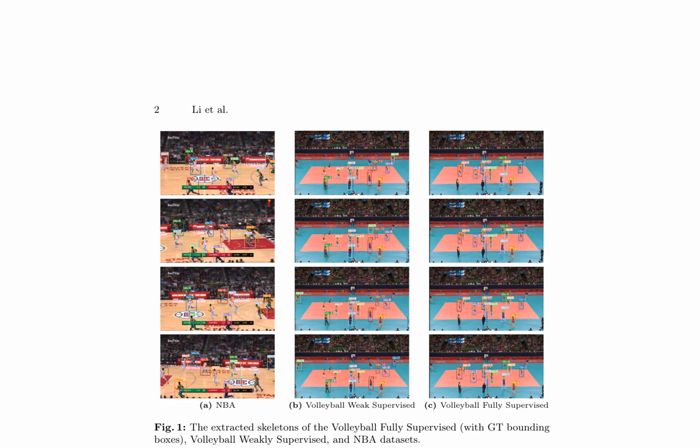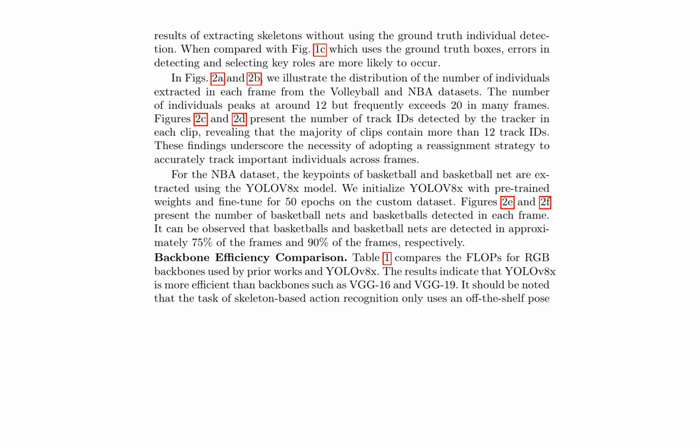For the NBA dataset, the keypoints of basketball and basketball net are extracted using the YOLOv8x model, fine-tuned for 50 epochs on a custom dataset. The number of basketball nets and basketballs detected in each frame is presented in Figures 2e and 2f, showing that basketballs and basketball nets are detected in approximately 75% and 90% of the frames, respectively.